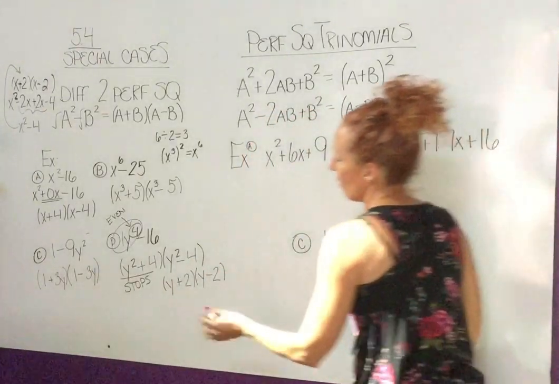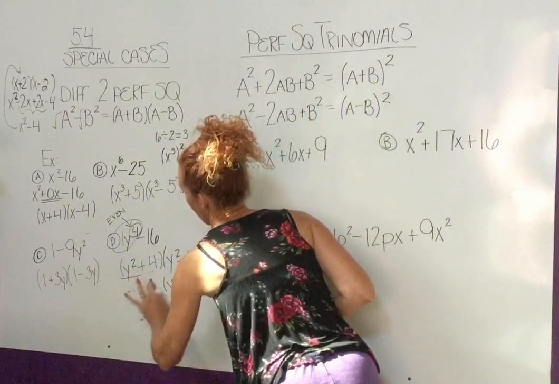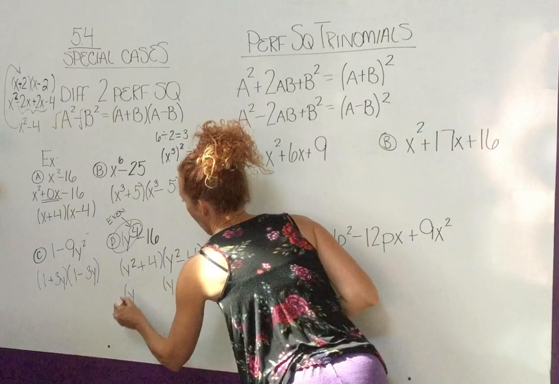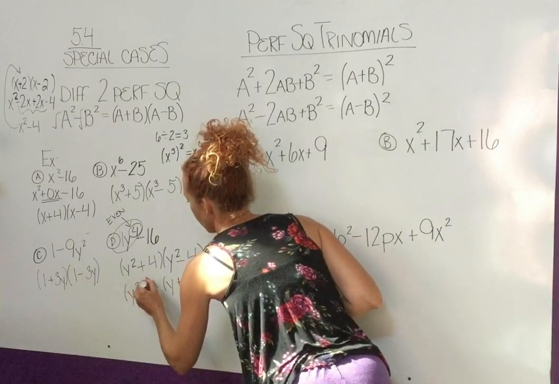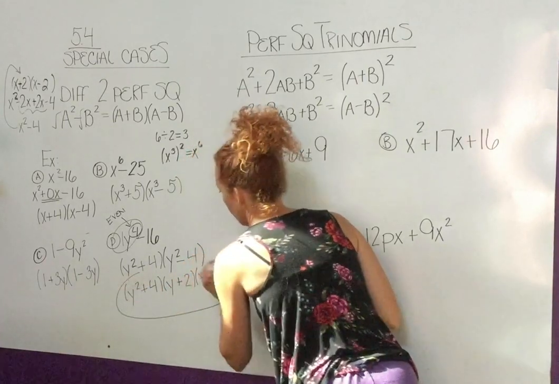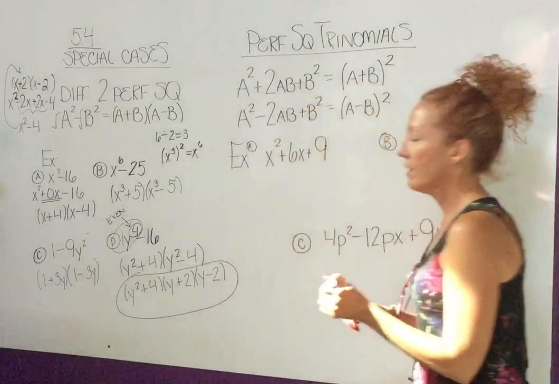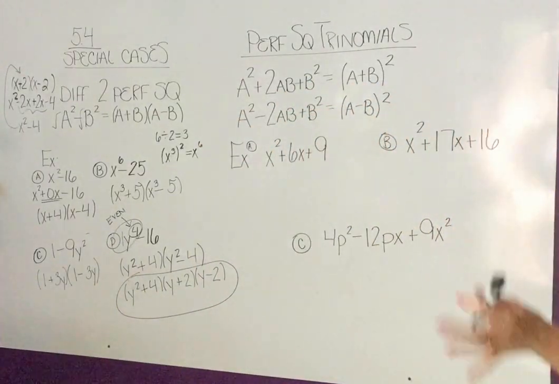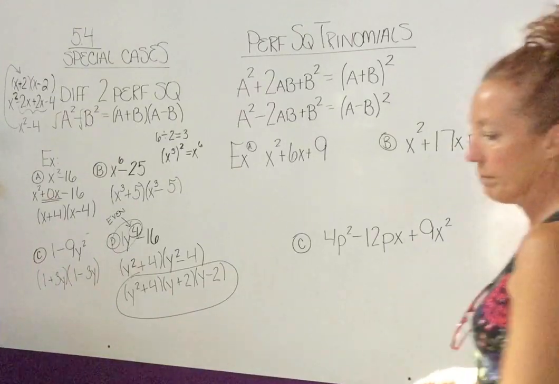So my final answer, I have to rewrite this underneath itself so that all 3 factors line up. Let me circle this one. That is the final answer to the question in any order, okay?